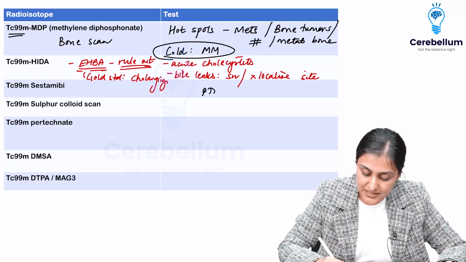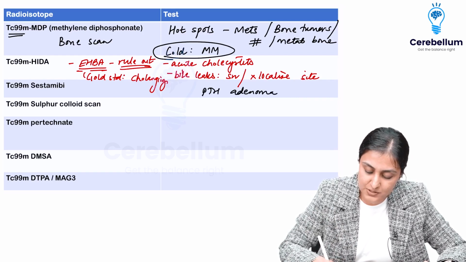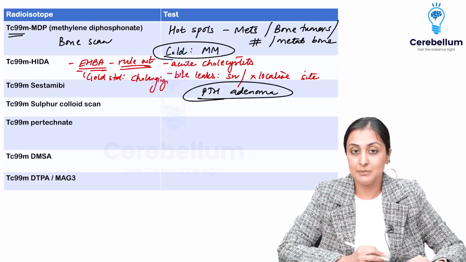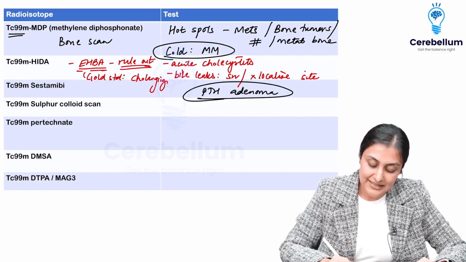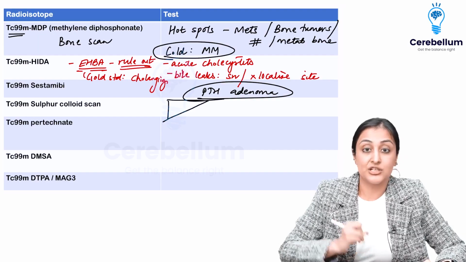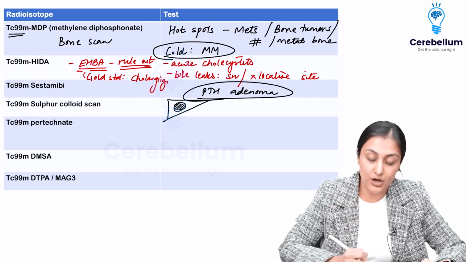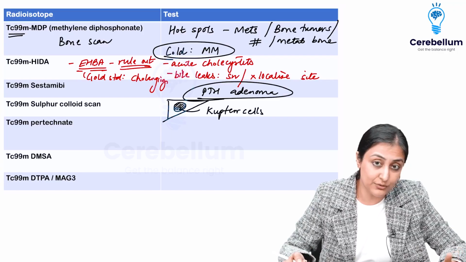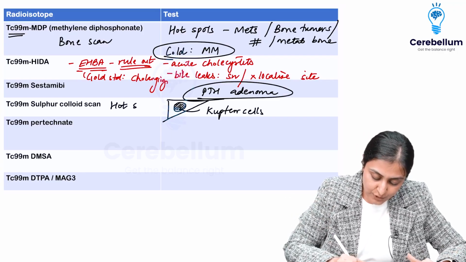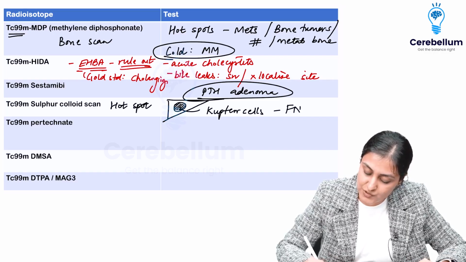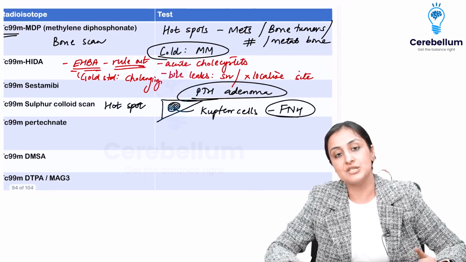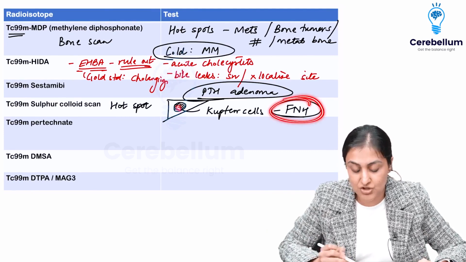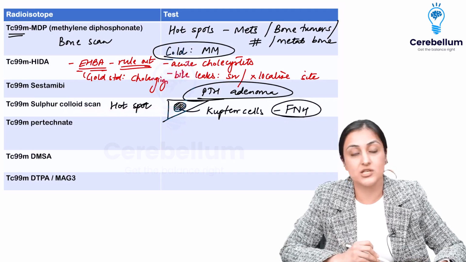Sestamibi, multiple times asked, almost every year in one of the exams, these questions will come. This is parathyroid adenoma. Investigation of choice is a sestamibi scan. Sulfur colloid scan is used to pick up the reticuloendothelial system. In the liver, if you see a hot spot, there is one tumor which has the presence of Kupffer cells, which are macrophages. So if you see a hot spot on a sulfur colloid scan, that diagnosis becomes FNH. FNH stands for focal nodular hyperplasia.